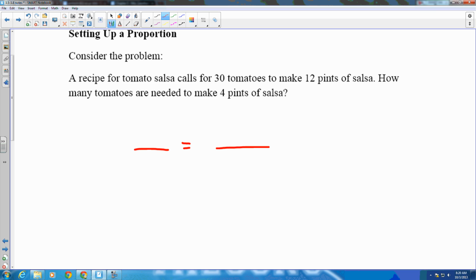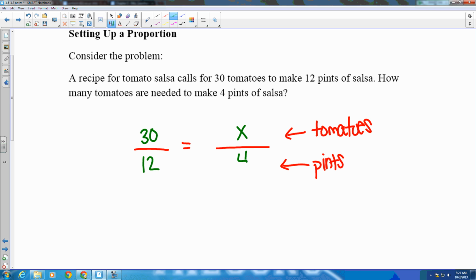The first way is to horizontally have the same labels. So we always have what we're trying to solve for on the top if we can. So we're trying to solve for tomatoes. So tomatoes should go on top. And then the number of pints goes on the bottom. And they always tell us what one pair of information is. The pair of information they gave us is that it takes 30 tomatoes to make 12 pints of salsa. So that will go together on the same ratio. And then the second one is going to be where the unknown is. We don't know how many tomatoes, so that's going to be on top to make 4 pints of salsa.